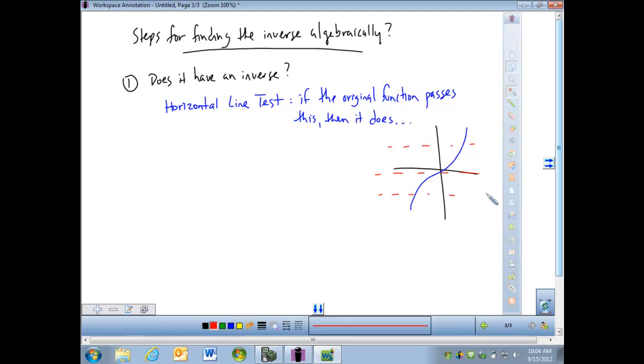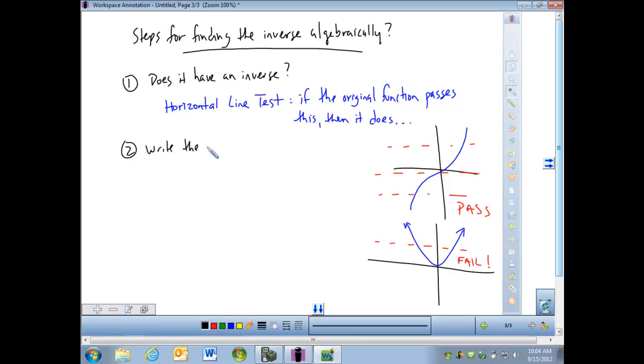Here's 2 pictures of them. That's your basic x cubed function. You notice that no matter where I draw those across, only touching in one spot. However, if I put up the quadratic, your basic quadratic function, your parabola, you can see that right there I cross in 2 locations. So most quadratics will not have an inverse.